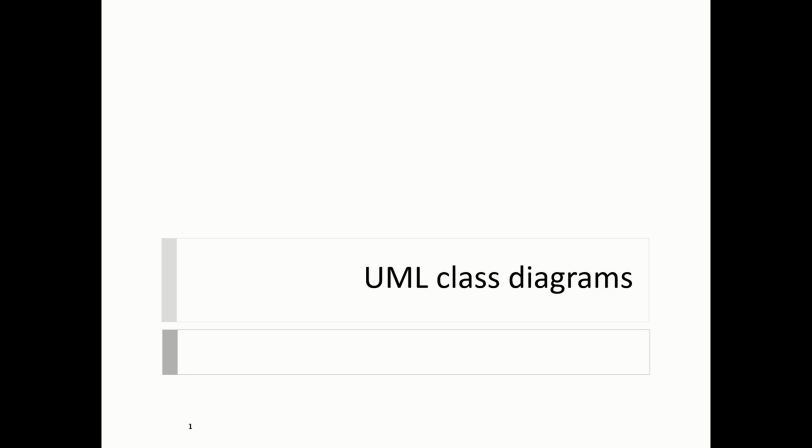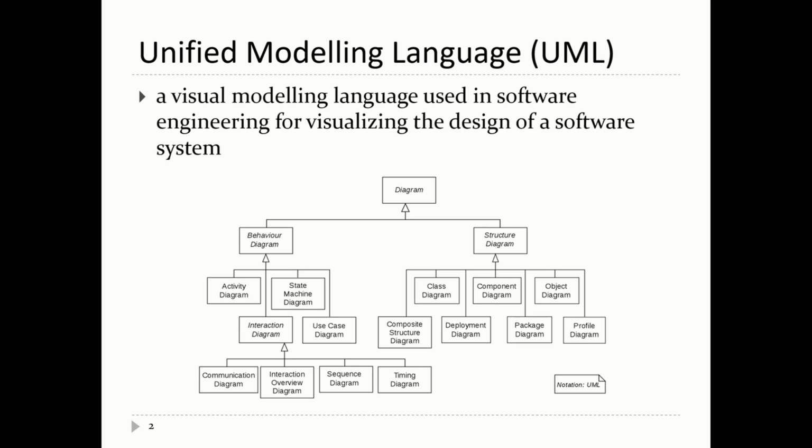We saw this a little bit when I showed you the interfaces. So UML is a visual modeling language. It's used in software engineering to describe or to visualize the design of a software system. Typically, it's used to describe the design of an object-oriented software system. This picture here is a UML picture. So this is the UML language described in UML.